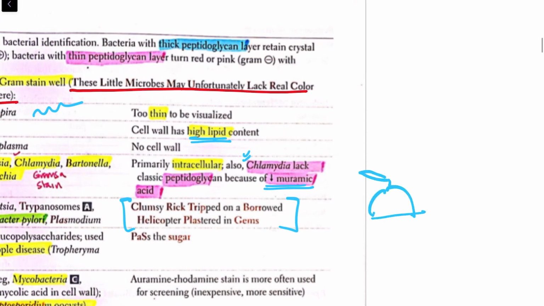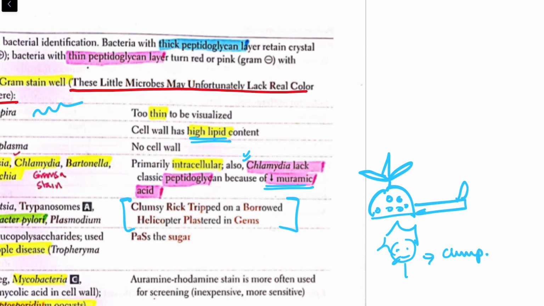This is the helicopter. I'm so bad at drawing. Okay, this is Rick and Morty's Rick, and this helicopter is covered with gems. Okay, so this is Rick, he's clumsy. So clumsy Rick tripped on a borrowed helicopter. He borrowed it from the Phoenix person, whatever. Okay. And the Phoenix person had plastered gems over it.